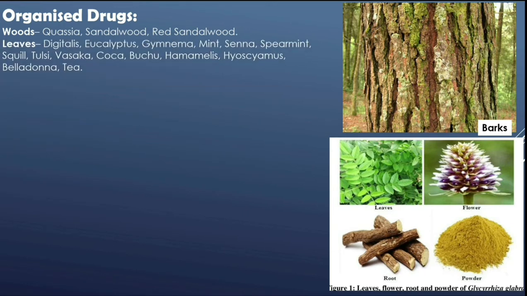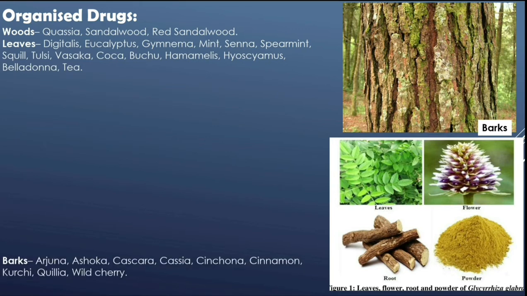Second is leaves. The examples of plants whose leaves are used as drugs are digitalis, eucalyptus, gymnema, mint, senna, spearmint, squill, tulsi, vasaka, coca, buchu, hamamelis, hyoscyamus, belladonna, tea, etc.